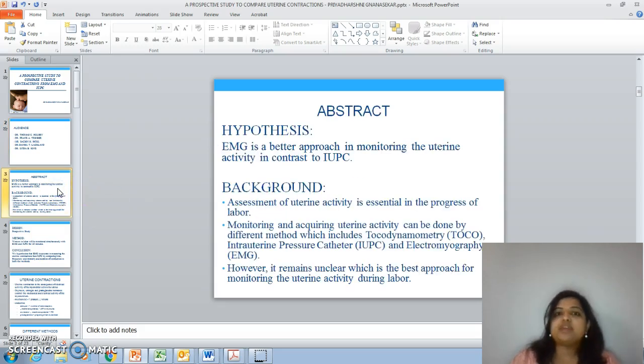For this project we have a very unique hypothesis. We are saying that EMG is a better approach for monitoring uterine activity in contrast to IUPC. A little bit of background: the assessment of uterine activity is essential in the progress of labor during delivery. Monitoring and acquiring uterine activity can be done by different methods, which include tocodynamometry, intrauterine pressure catheter, and electromyography. However, it remains very unclear which is the best approach for monitoring uterine activity during labor.